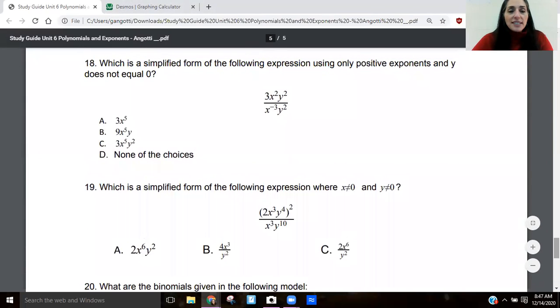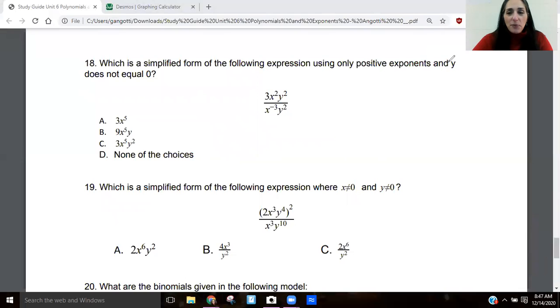Number 18, which is a simplified form of the following expression using only positive exponents and y does not equal 0. Okie doke. Don't worry about that y does not equal 0 part. That just means that we can't have a 0 in the denominator. That's all that means. You don't have to do anything with this. A lot of people see that on the SOL when they put it in the directions and they think they have to do something with the 0. You don't. No worries.